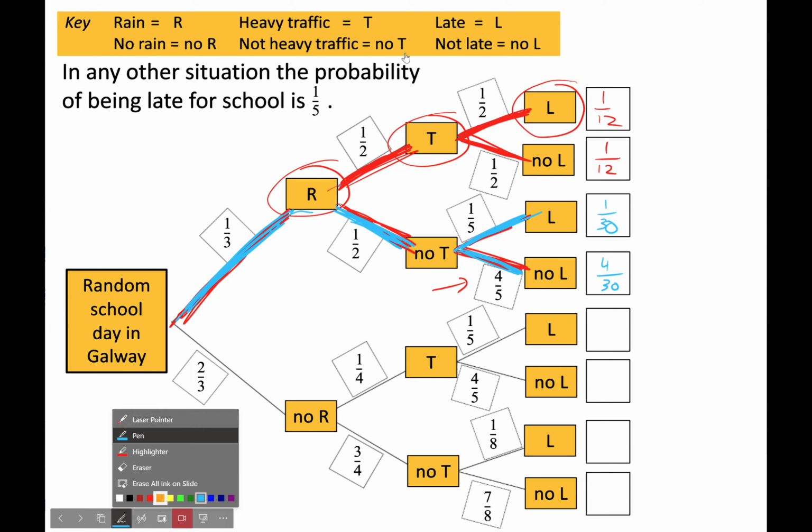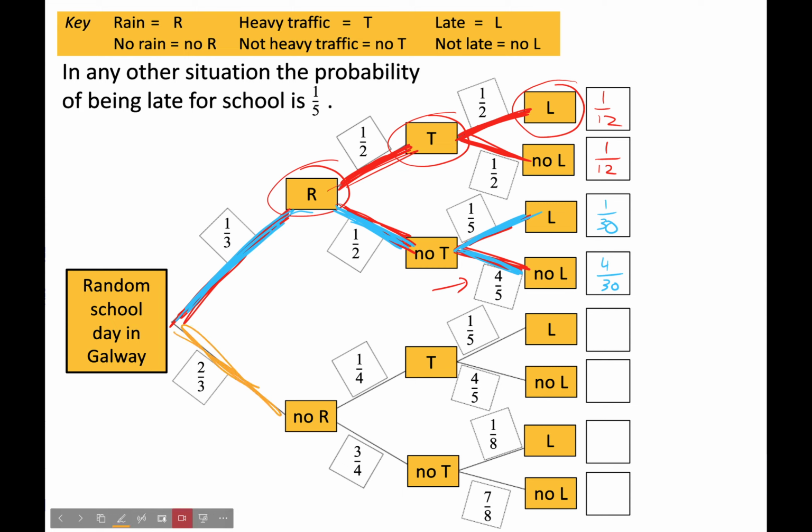Then down below, a dry day in Galway, the probability is 2/3. So no rain. In that scenario, again, we go back to here, this was the information we had. The probability of heavy traffic is 1/4. And if there is heavy traffic, the probability of being late is 1/5. So we're told that in the situations other than the first one and the last one, the probability would be 1/5 if there was heavy traffic. So when we multiply 2/3 times 1/4 times 1/5, well, what are we going to get?